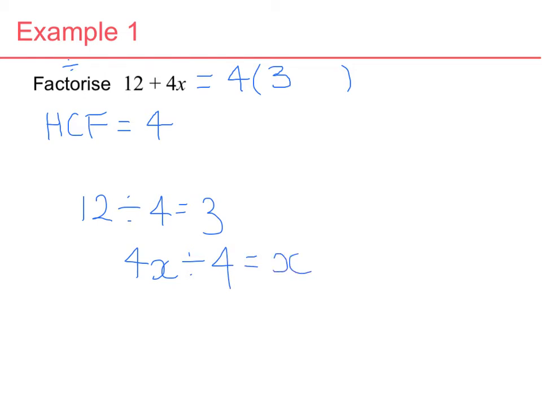So the next term that needs to go inside my set of brackets is an x. Because it's a positive x, I also need to separate those two terms with a positive. So my final answer when I factorise that expression and put it back inside the brackets is 4 outside of 3 plus x. And you can check that you've done it right, because if you expand that expression, you should get back your original question, which we do.